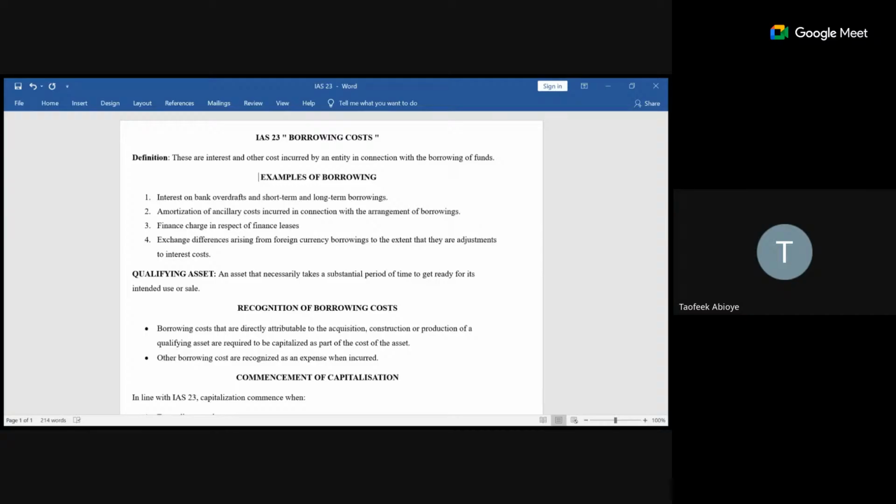So my question is, this asset, is it a qualifying asset? When did we buy this asset? Please let's check. When did we buy this asset? When did we start buying it?